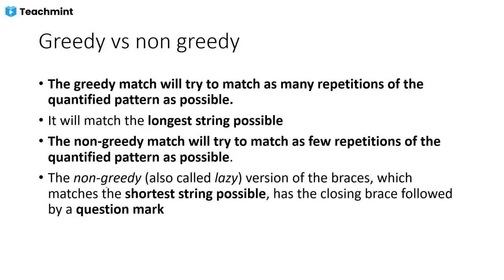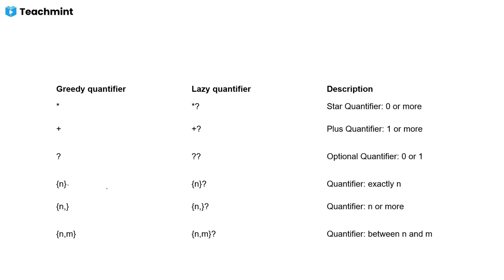In matching there are also two different versions. One is called greedy match, the other is the non-greedy match. In case of greedy match, it will try to match as many repetitions as possible. That means it will find the longest string possible, reaching till the end of the string. In case of non-greedy, it stops whenever the first match is found, the shortest string possible. So these are different versions. Star is zero or more, and you can use a question mark. Plus is the greedy version, plus question mark is non-greedy, lazy.